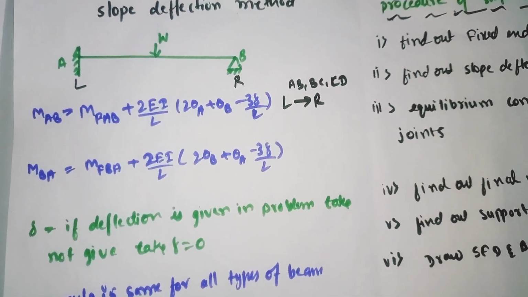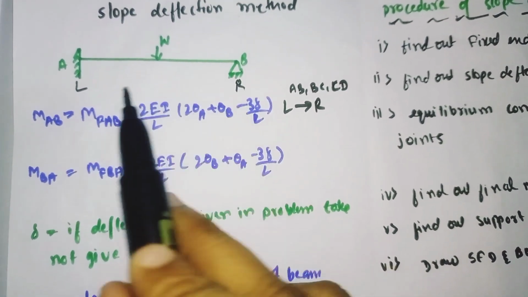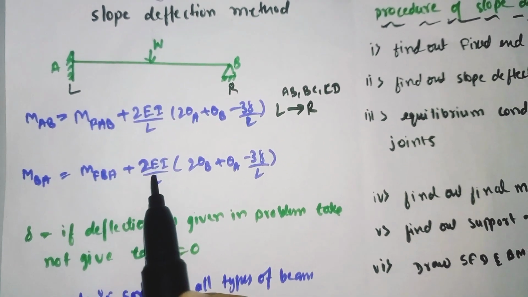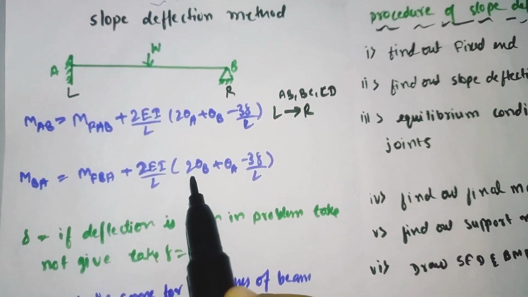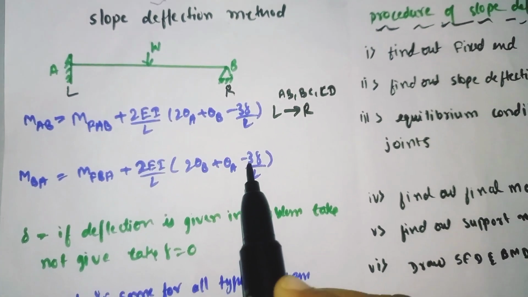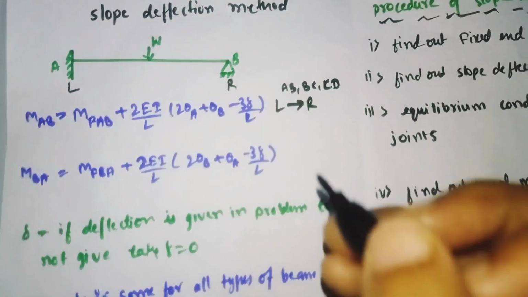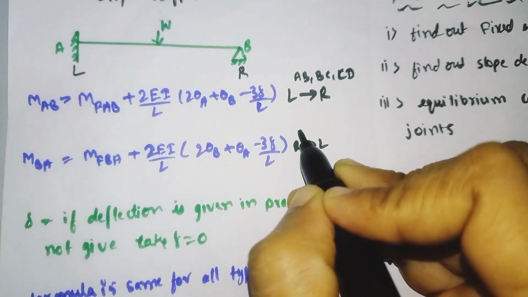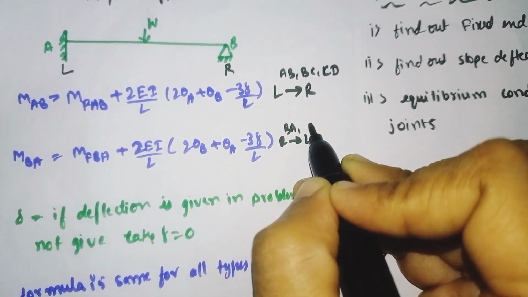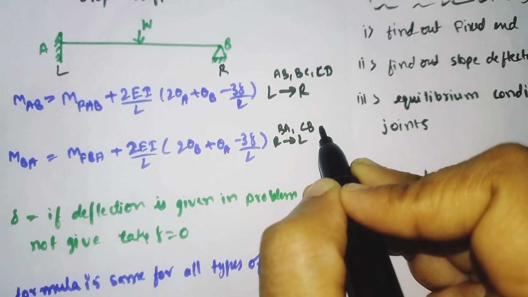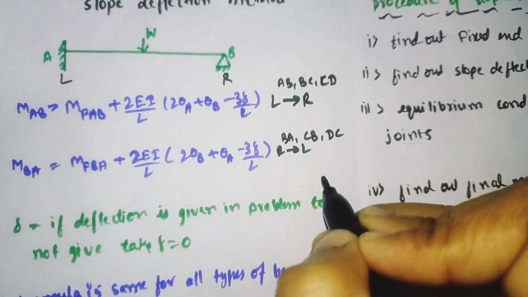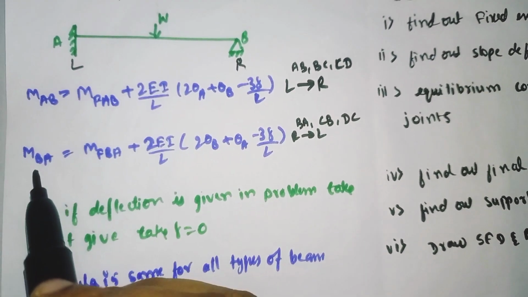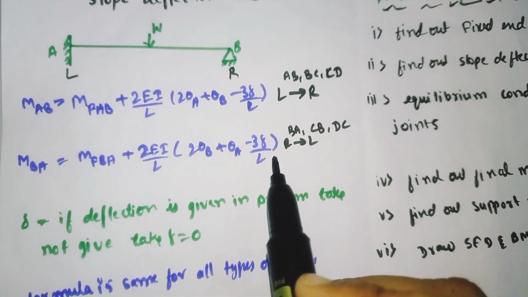So when we move from the right side to left side, we have to apply this formula, that is MBA is equal to MFBA plus 2EI divided by L into 2 theta B plus theta A minus 3 into delta divided by L. When we are moving from right side to left side, it may be BA or CB or DC, any point. We need to apply this formula. The formula is same, only the thing is here the alphabet will get changed according to the points.